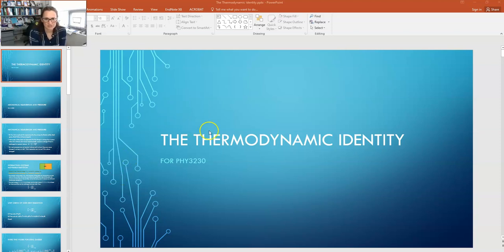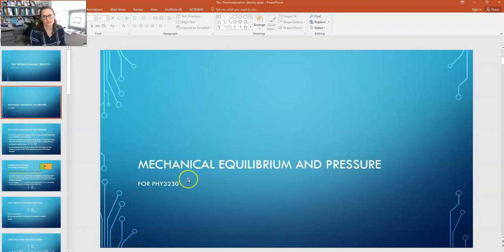In today's lecture, we're going to start some studies of the thermodynamic identity, and our beginning is going to be with a discussion of mechanical equilibrium and pressure. And of course, this is for thermal physics. We are teaching this out of Thermal Physics 5. Here it is. Shorter.